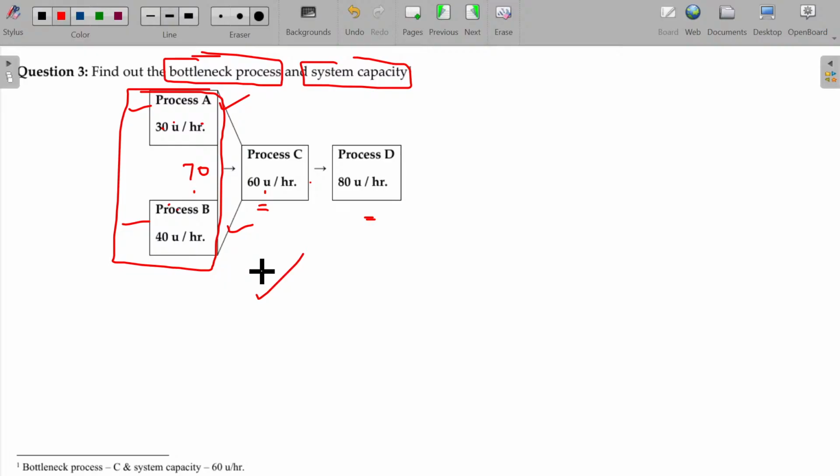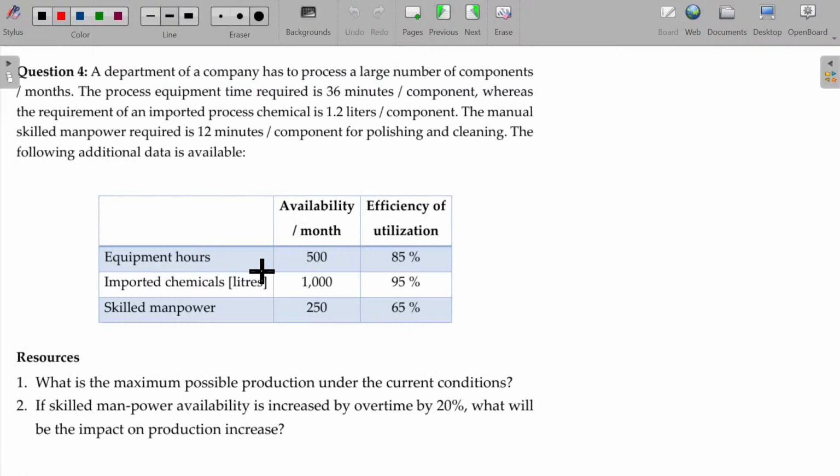Let's now move on to the last illustration on this chapter. A department of a company has to process a large number of components per month. The process equipment time required is 36 minutes per component, whereas the requirement of an imported process chemical is 1.2 liters per component. The manual skilled labor required is 12 minutes per component. So they are in need of 3 items. One is process equipment, next one is the chemical, third one is manpower. They are in need of 3 different inputs.